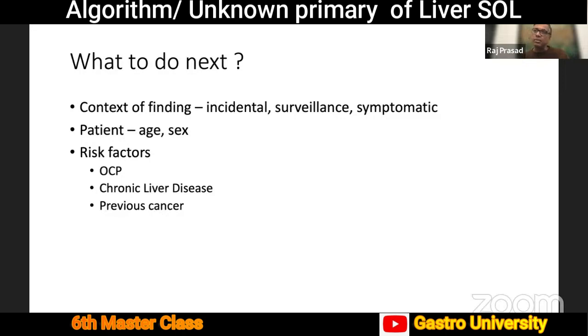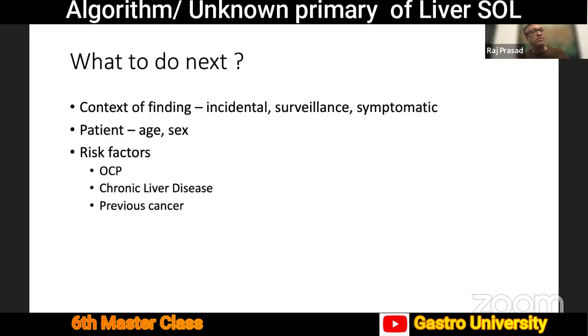Second is the patient demographics, age, sex, because you probably heard yesterday, there are groups of benign tumors which are much more common in women in a certain age group, and if you find a benign looking tumor in an older male, you probably tend to look at it in a different way and pursue it in a different algorithm.